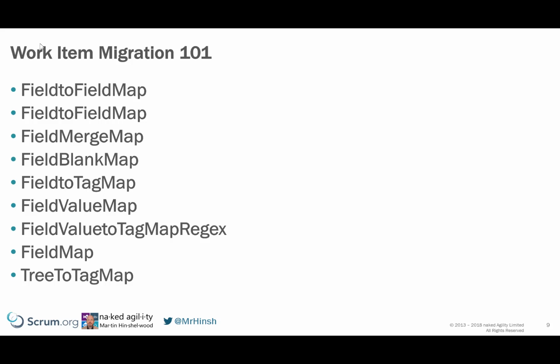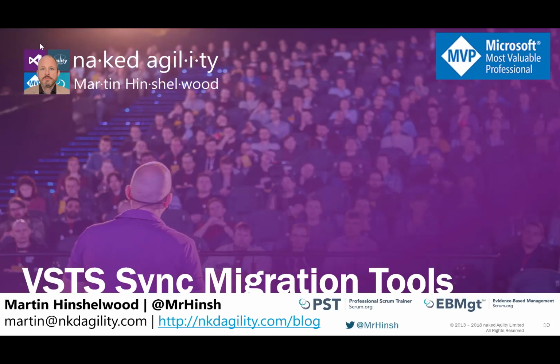Again, you've got the field-to-field map, field merge map, field blank map, field to tag, field value map, field value to tag regex, field map, and tree to tag map. There's a bunch in there that are super useful. Again, the JSON file is more accurate than the documentation because the JSON file is the actual options pulled out of the configuration of each piece of code. So while the documentation gets out of date, the JSON file that you get from the init command is always up to date.